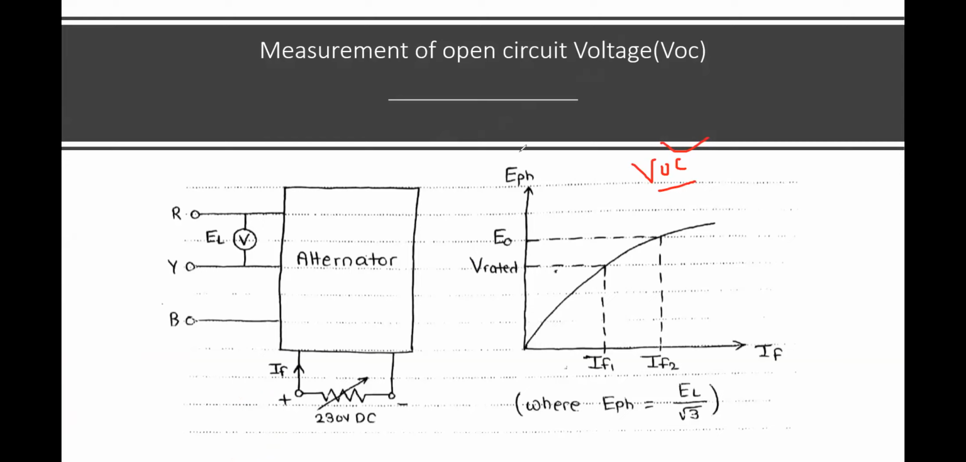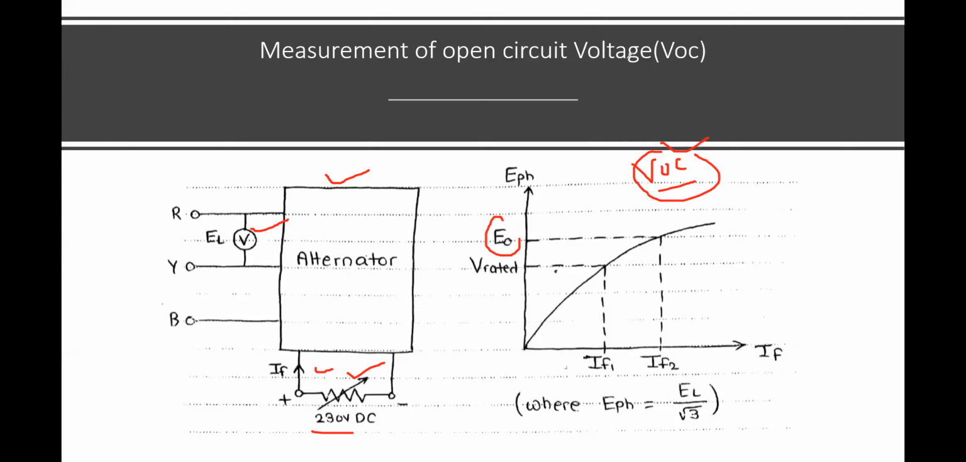So what is the procedure? First of all, this is your alternator. In the alternator I connect a voltmeter, and to the field winding, as per construction, I connect a 230 volt DC supply, that is the field excitation. This is a variable field excitation. Why do I give this variable field excitation? Because I can vary the field from 0 up to the maximum level, where I get the EO or VOC, the open circuit voltage. So this is my aim, that's why I consider variable field excitation.